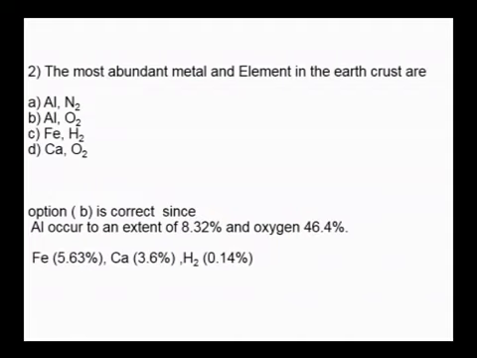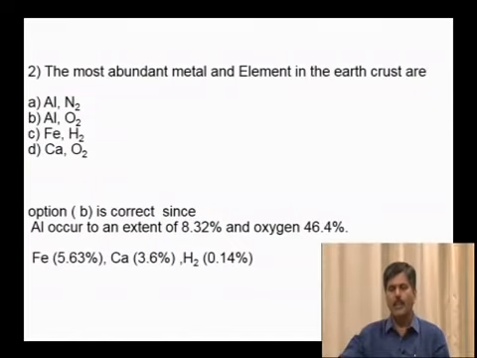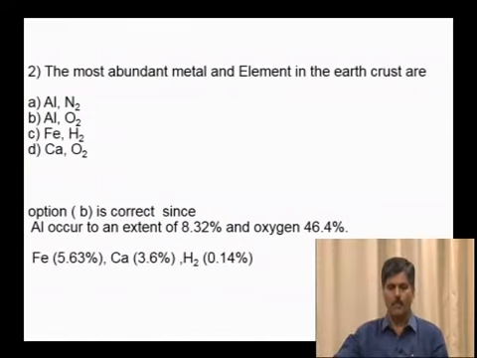So now let us see the second question. The most abundant metal and element in the earth crust are, the options are aluminum and nitrogen. The second option aluminum and dioxygen. The third option iron and hydrogen. The fourth option calcium and oxygen.